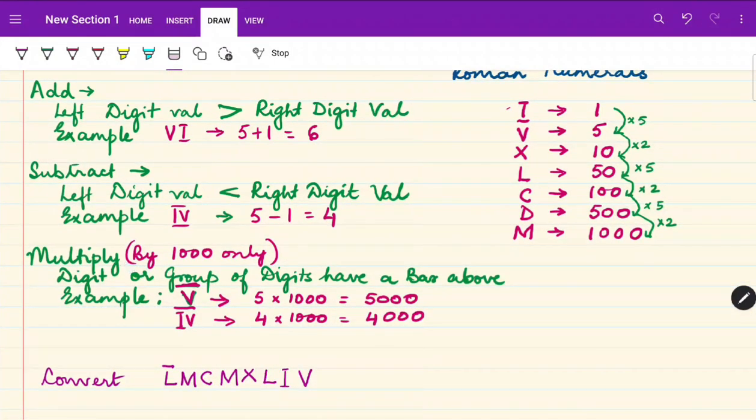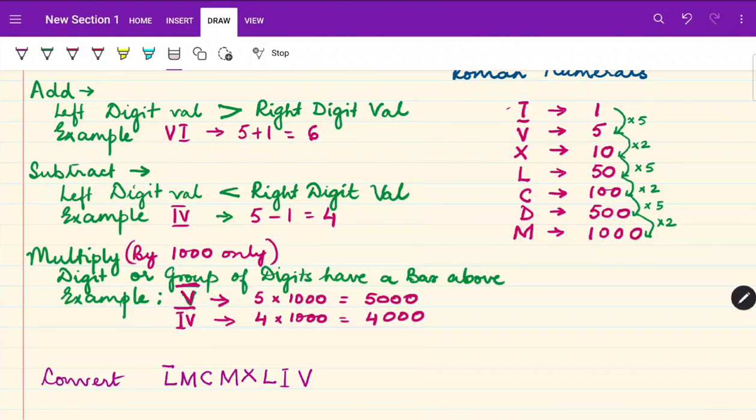Now for multiplication, first of all, how do we know when to multiply? All right, and again, like I said, multiplication is only by 1000. All right, you cannot multiply by any other value. It's only multiplied by 1000. So when do we know that there's multiplication involved, right? We use a bar above a numeral, above the Roman numeral, to indicate multiplication. So for example, V. This is a V, all right, here. V with a bar above means multiply the value 5 by 1000.